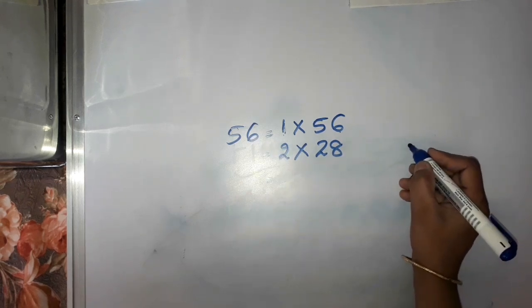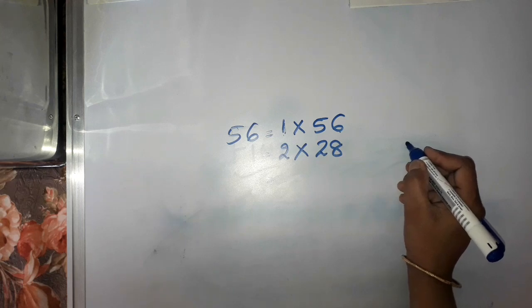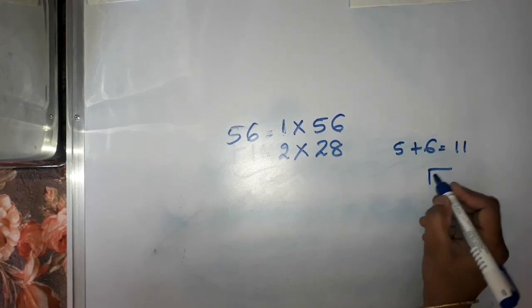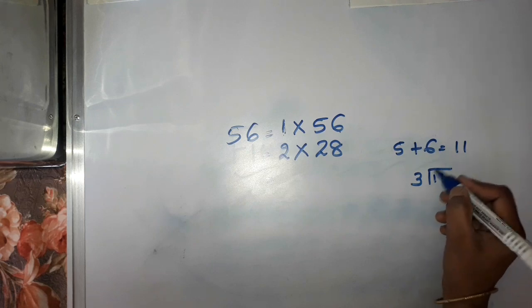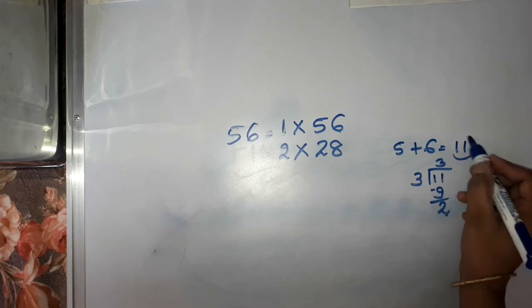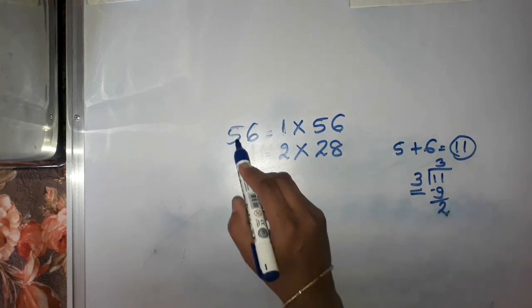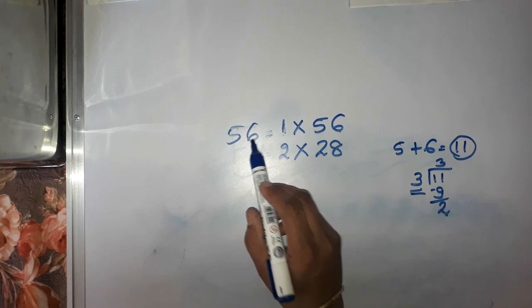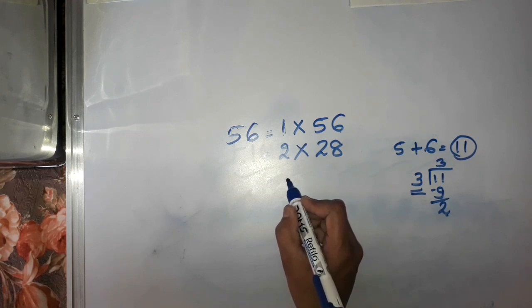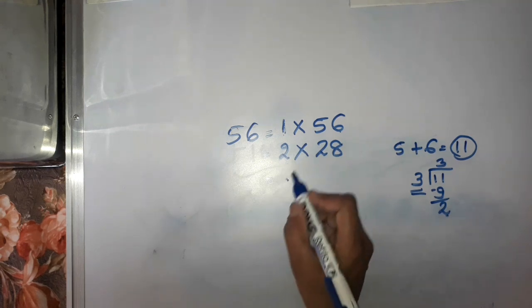Now what is the divisibility test for 3? That is, the sum of the digits should be divisible by 3. Here 5 plus 6 is 11, and 11 is not exactly divisible by 3. 3 3s are 9, and here 2 remains. So 11 is not divisible by 3. So 56 is also not divisible by 3. So 3 is not a factor. Remember, as I said, a factor means you should have an exact divisor. So 3 is not a factor.